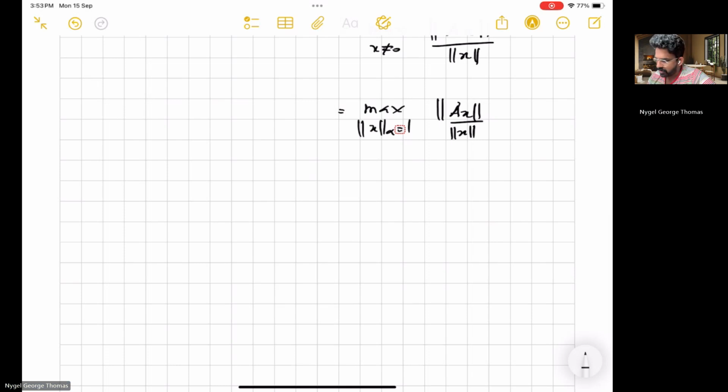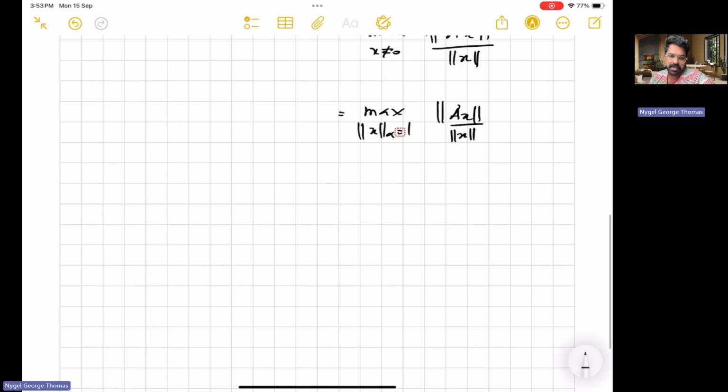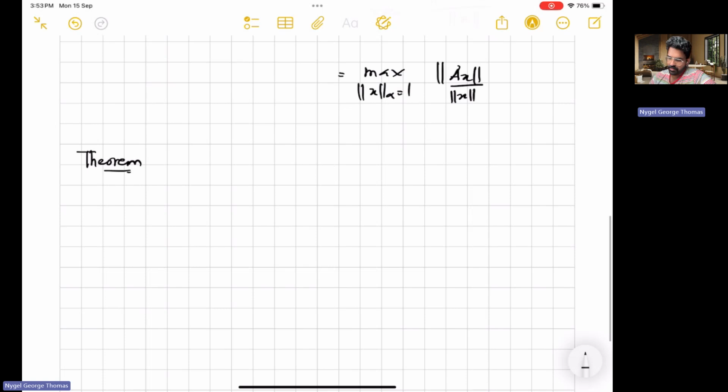So this is how we define matrix norms. The theorem says if we define a function like this, the function is a matrix norm.